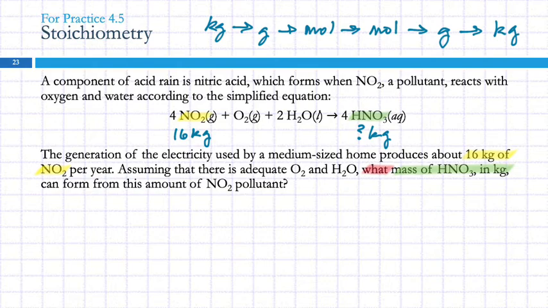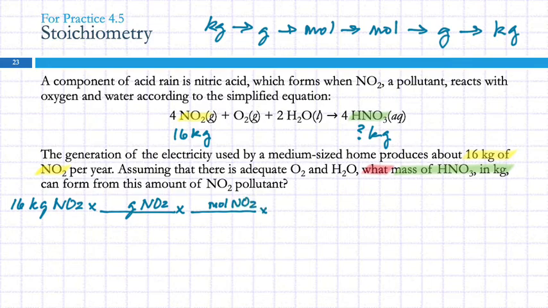Okay, so we're starting with 16 kilograms of NO2. And the path says we're going to convert that to grams of NO2. And then we're going to convert grams of NO2 to moles of NO2. And then to moles of HNO3, which is nitric acid. From moles of nitric acid to grams of nitric acid to kilograms of nitric acid.